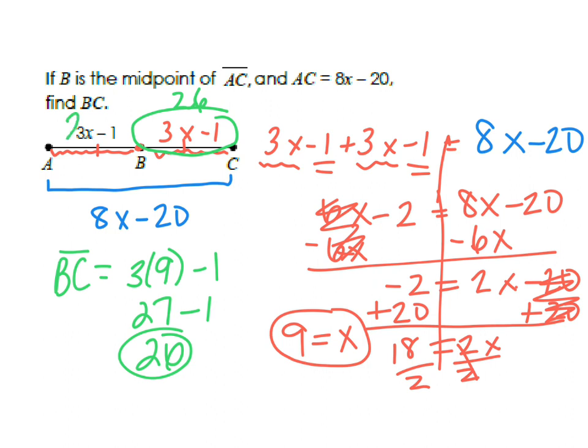That means that AB is also 26, which means that AC, this entire bottom, would be 26 plus 26, which is 52. They didn't ask us for all that, but once I have one piece, I can easily find the rest because I know they're congruent. Okay?